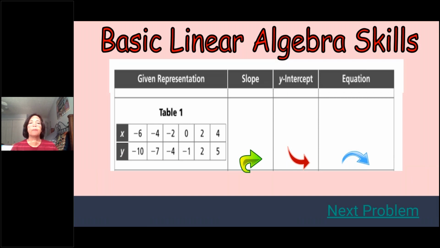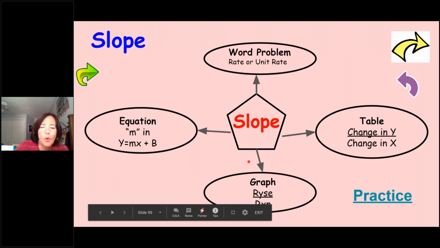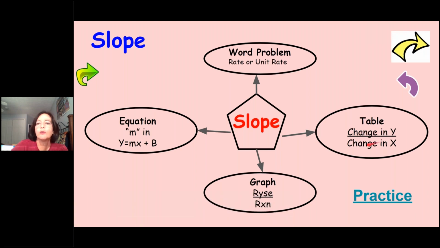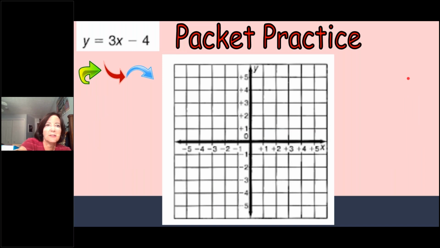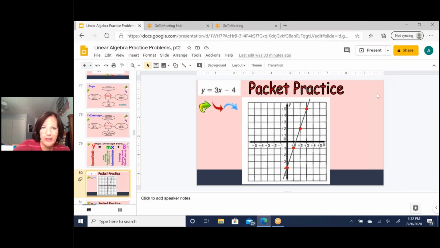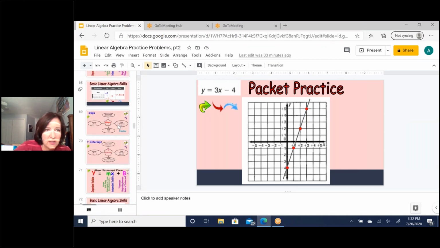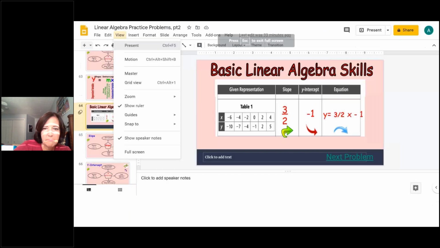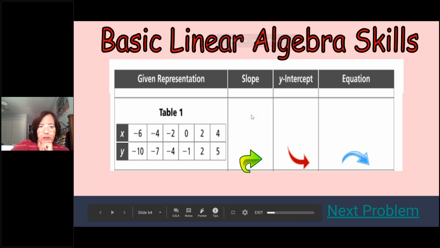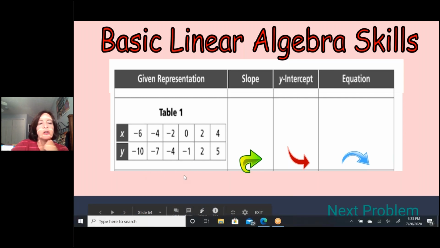Okay, now here is another basic mastery problem, but we're starting with a table this time, and this is a little trickier problem. If you remember, when we're trying to find the slope using a table, the notes told us we're going to find the change in y, and we're going to divide that by the change in x. So let me show you what that means.